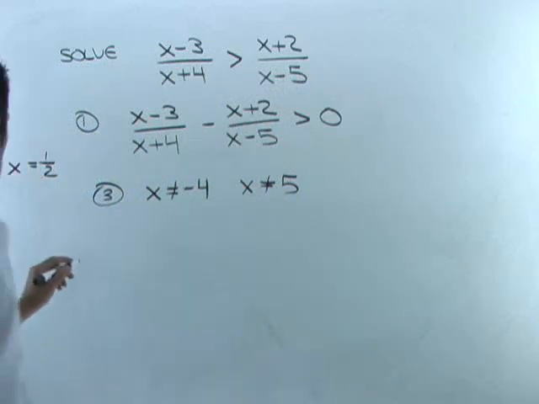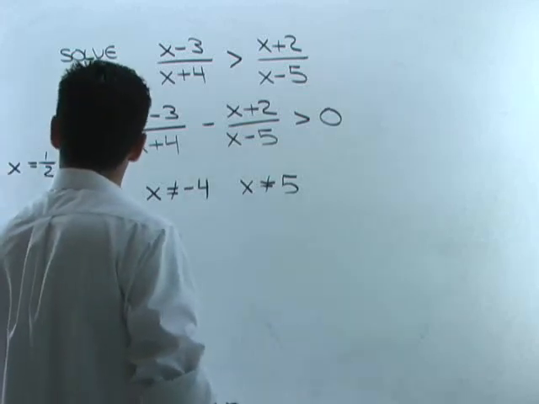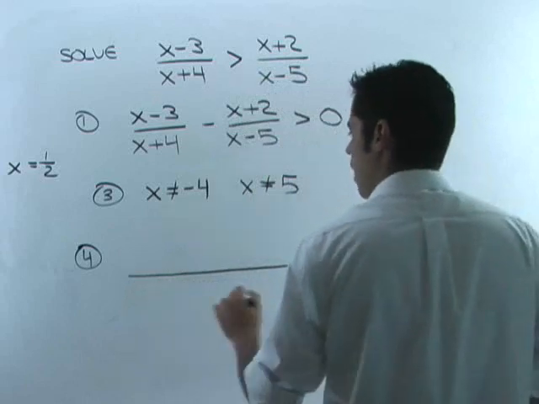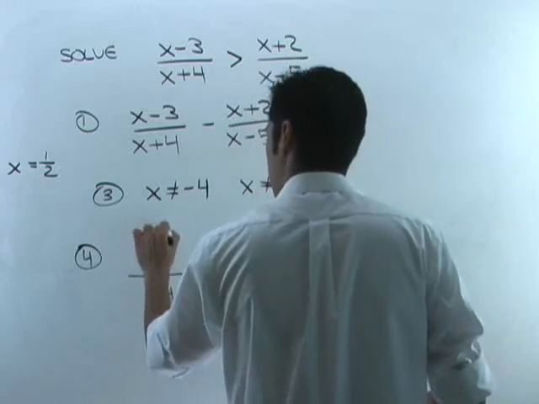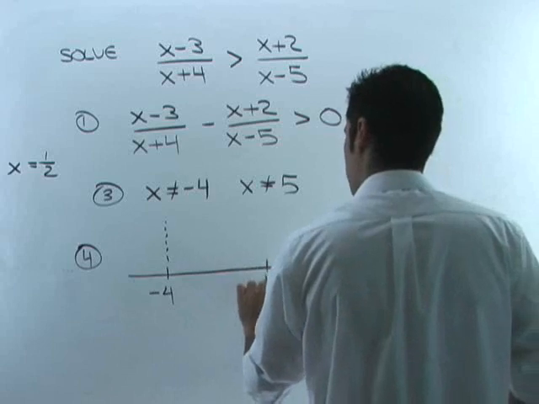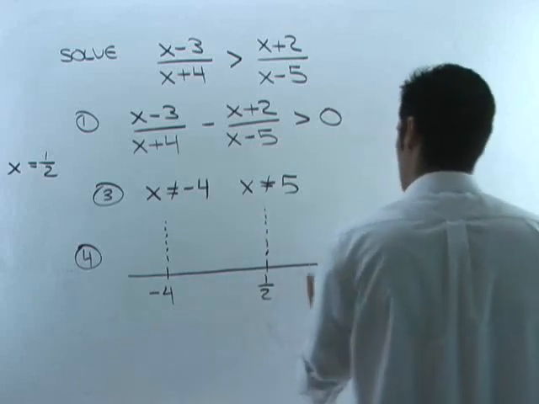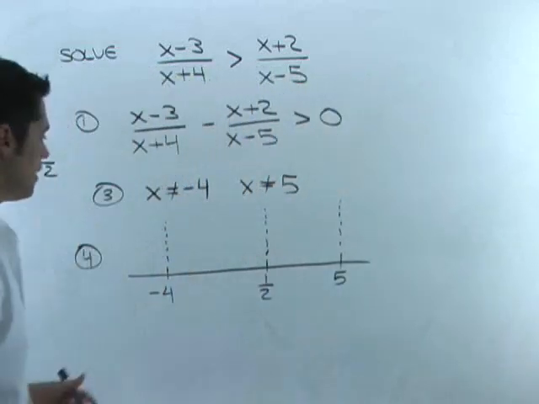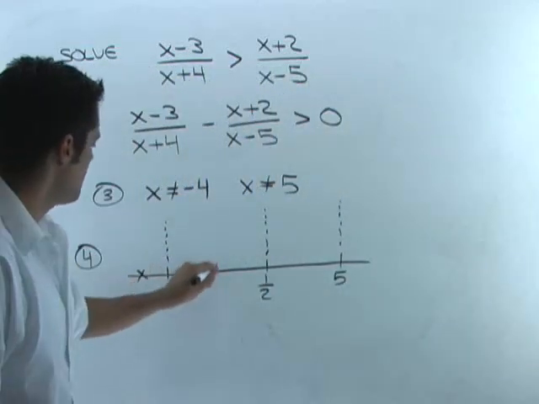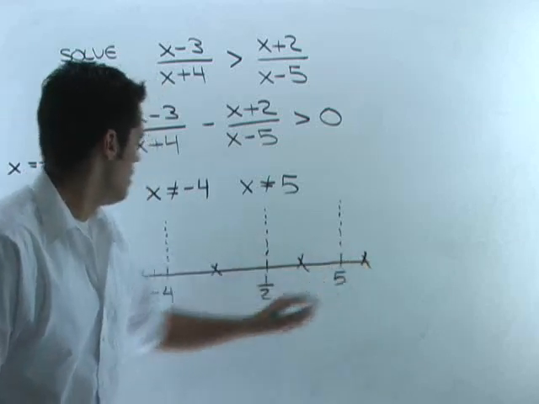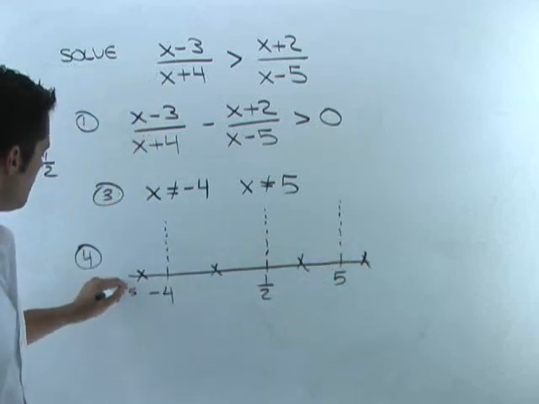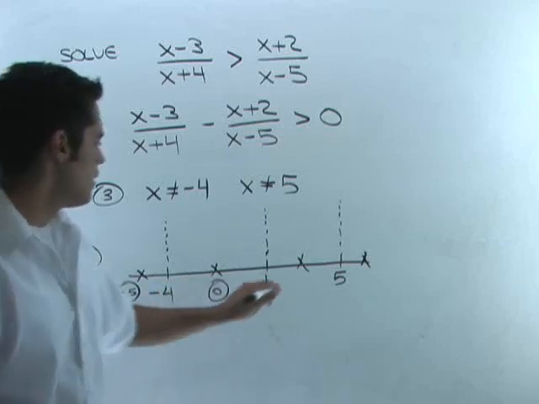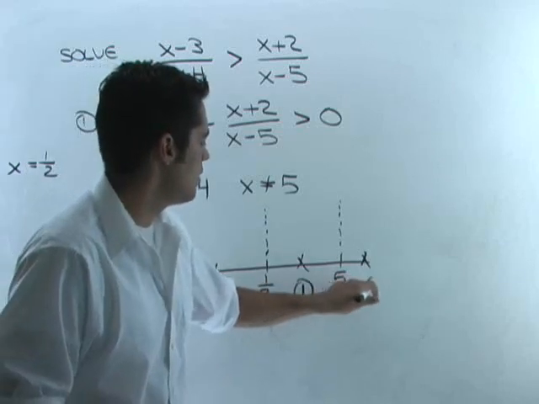Our next step, step 4, is to put everything on a number line and then get our regions. So I have negative 4, I have 1/2, and I have 5. Okay, now let's pick test points. So I have to pick something here, here, here, and here. So a good test point over here is like negative 5. A good test point here, how about 0? That's a good one. A good test point here is 1, and then a good one here is 6.